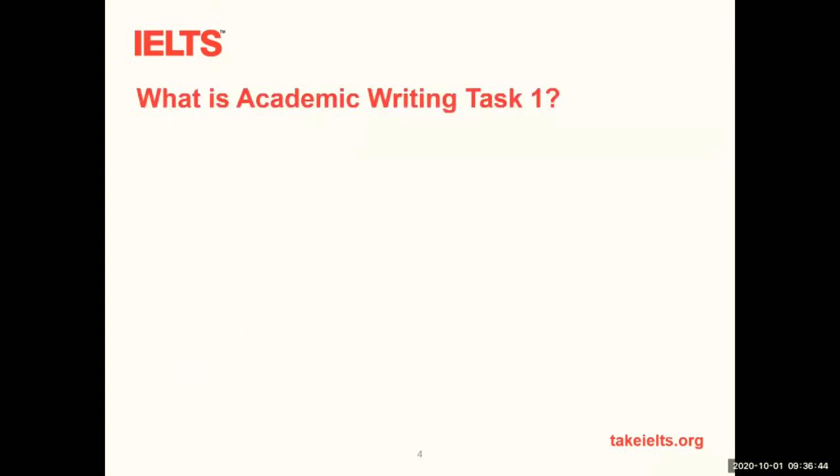Okay, so let's look at what academic writing task 1 actually is. So I'm going to show you some numbers, and in the chat box, could you please tell me what those numbers mean in relation to academic writing task 1? Okay. What does 20 mean? 20 what for writing task 1? Well done. Yes, it's all coming in very quickly. Yep, 20 minutes, excellent. Well done, everybody.